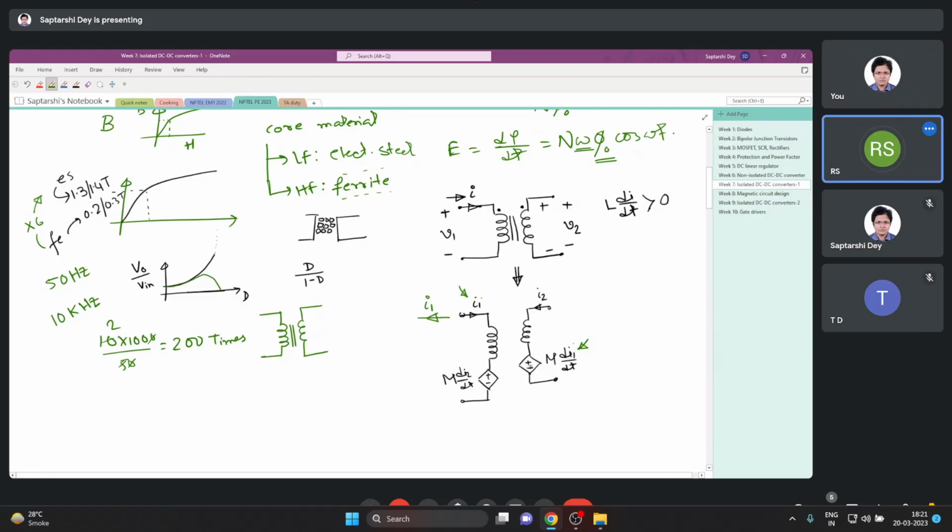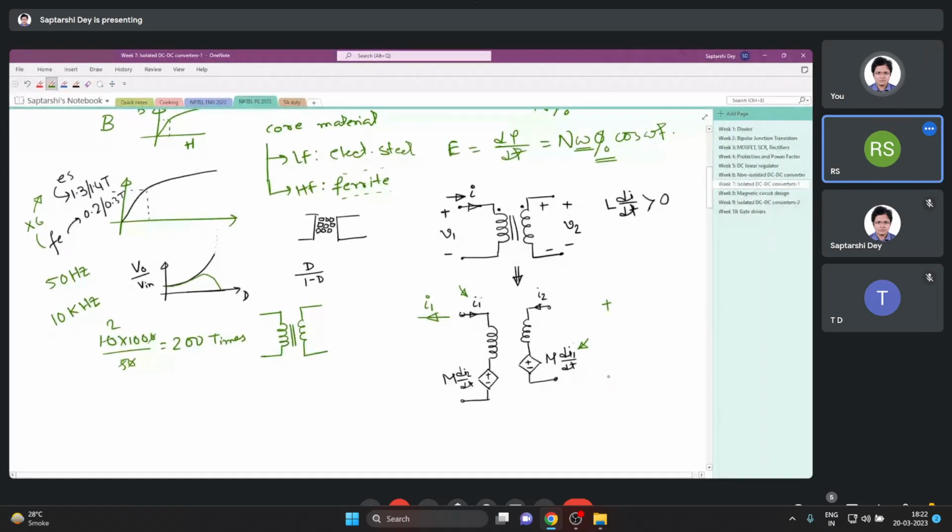Sir, at that time, what is the polarity of voltage on the inductor, that is, the self-induced voltage? Suppose M is in this polarity, so on the secondary side, M di1/dt is the mutual voltage. There is an inductor connected on the top of it.